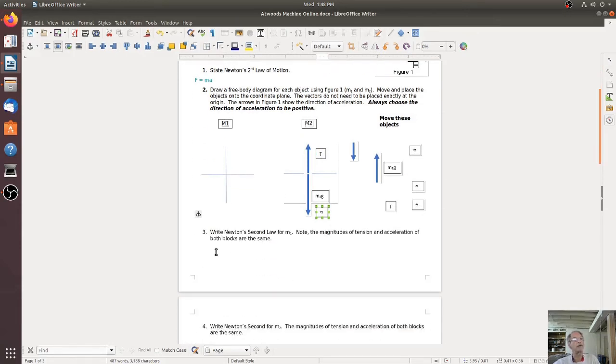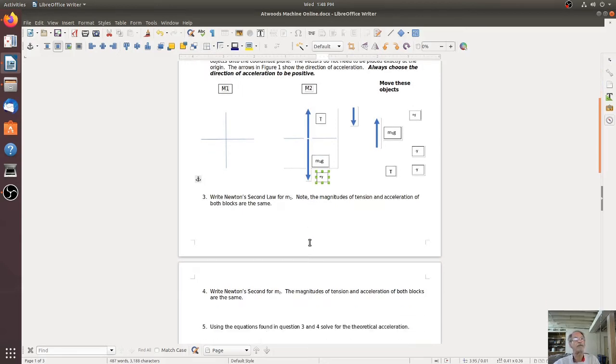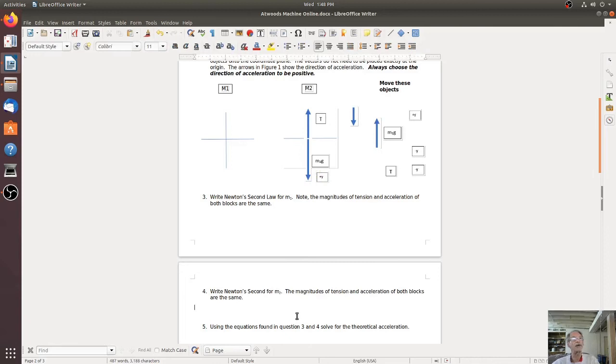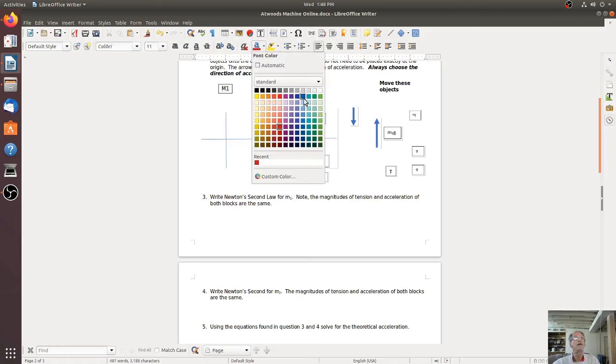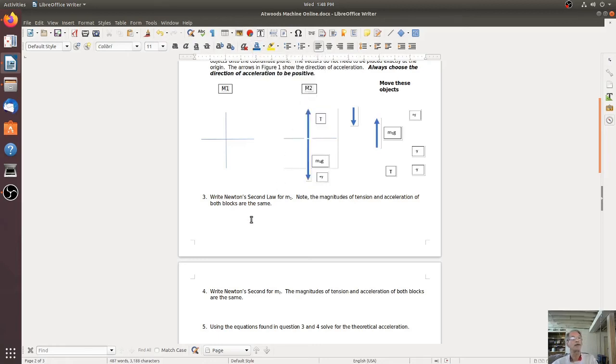I think I want you to think about it a little bit. Write Newton's second law for M1. And then write Newton's second law for M2. Okay, I'm going to do M2. Then you can do M1. So what would I say? It looks like M2g minus T equals M2a.